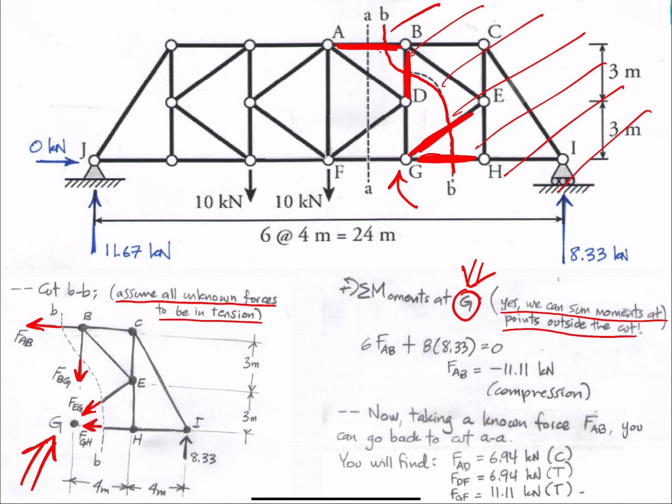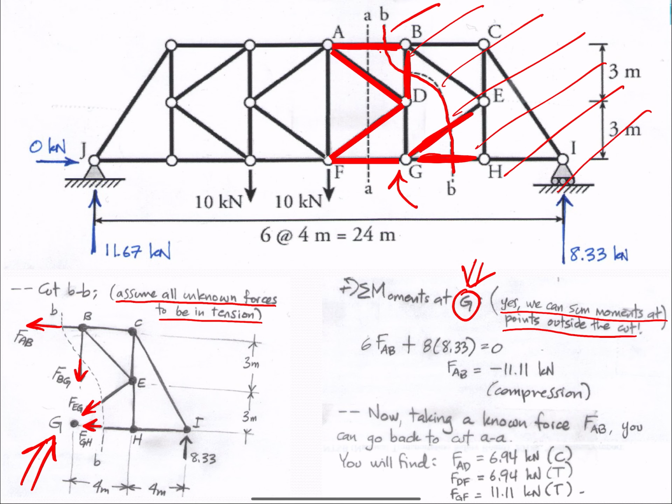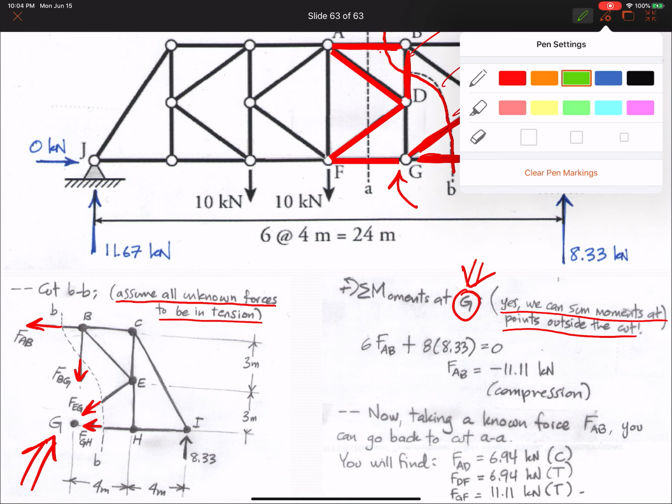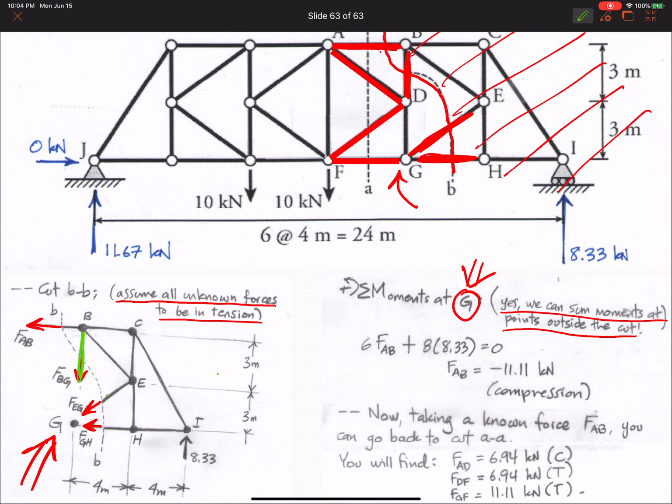If we take moments about G, we can actually eliminate a bunch of forces. You see the forces that got eliminated? Let me just go back. Did you see the forces that got eliminated? I can eliminate this one, this one, and this one. So I have only force FAB and the reaction to play with.